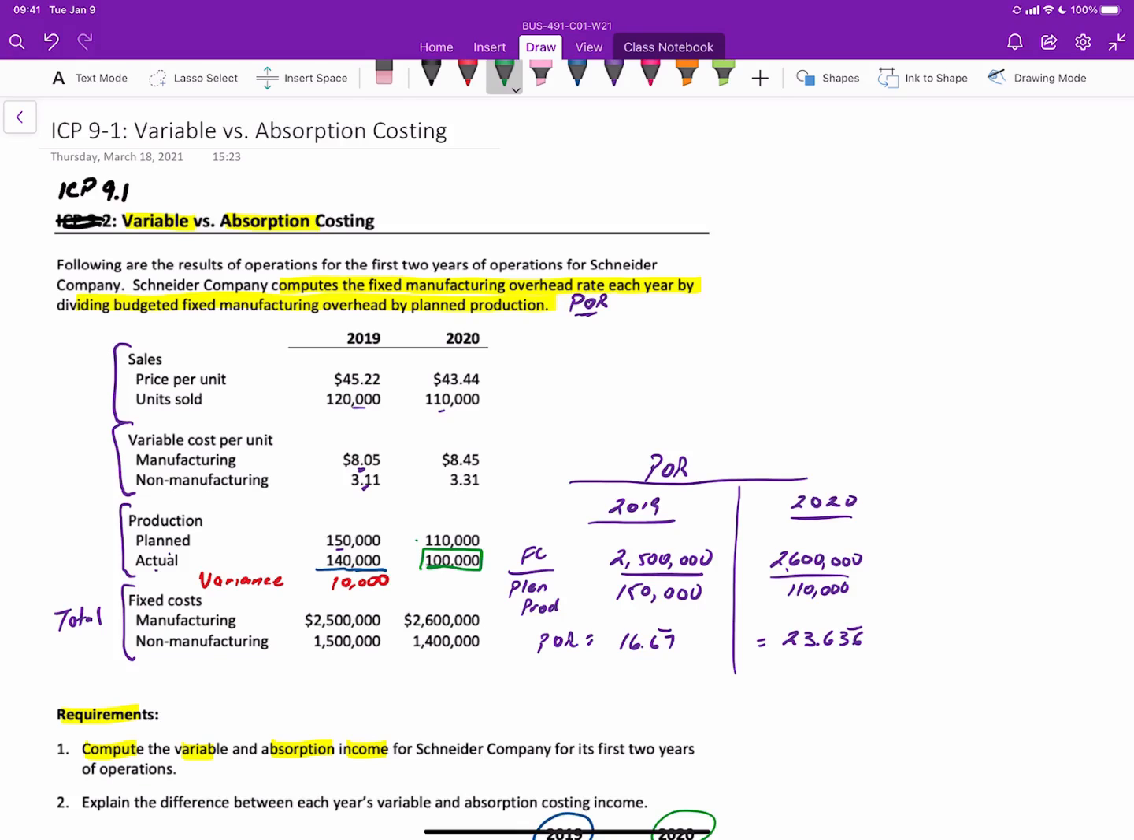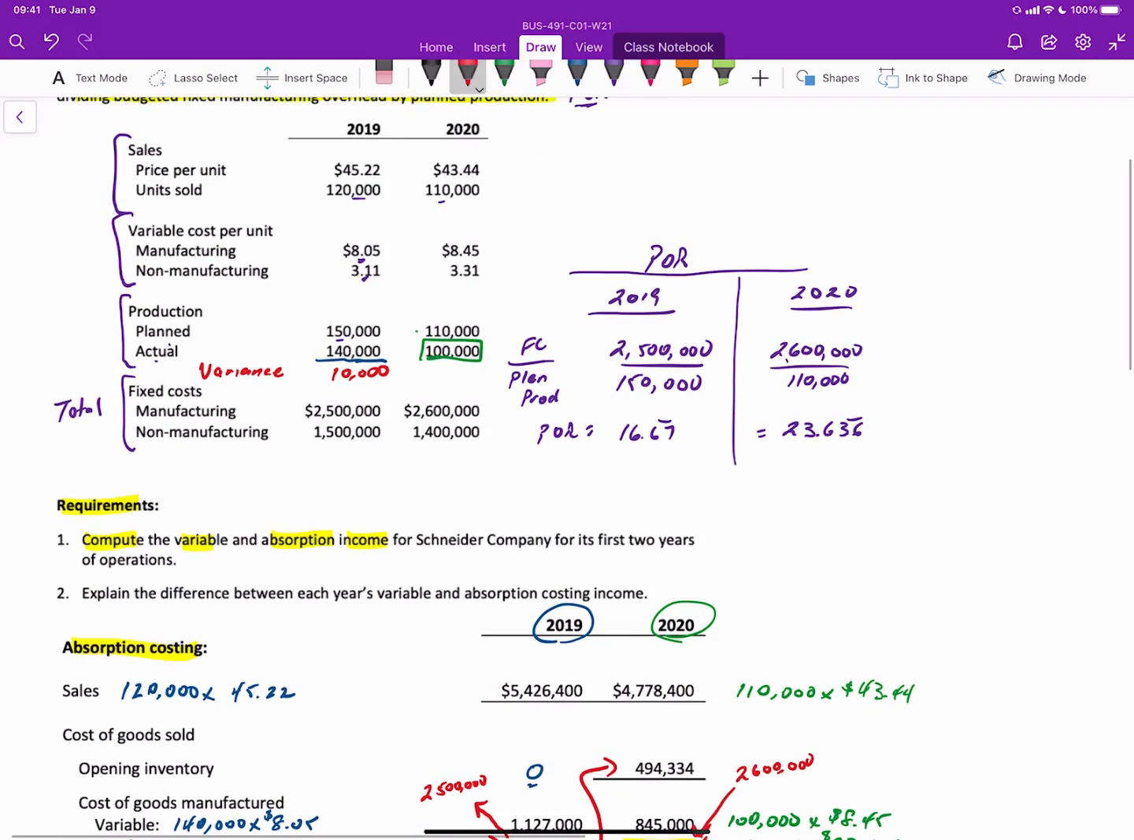Hi there. In this video, we're going to continue on with our in-class example comparing variable costing and absorption costing. We've already done the first part of requirement 1, which was to compute the absorption costing income. So now we're going to look at the determination of the variable costing income for Schneider Company, again for its first 2 years of operations.